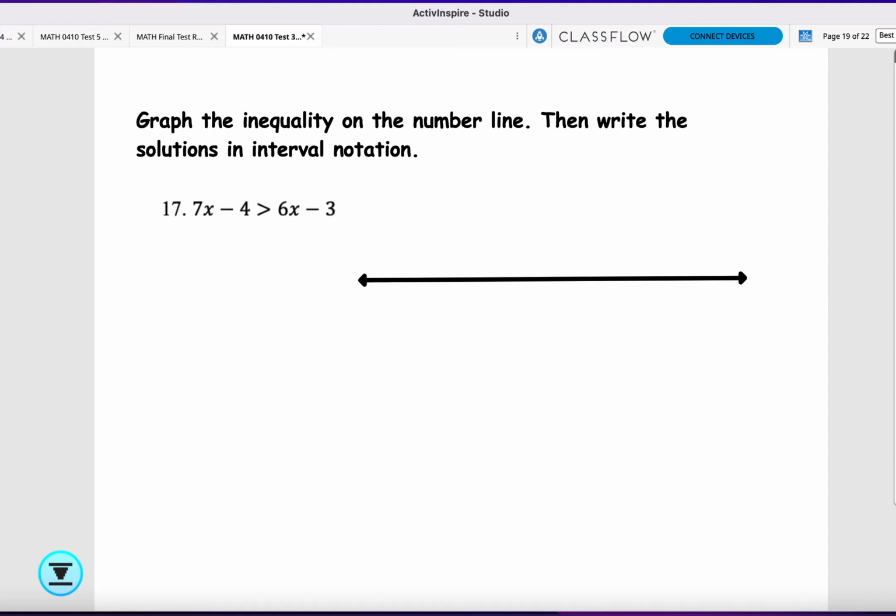Here it gets a little more complex, right? Because we have x's on both sides and numbers on both sides. So how do we do it? It's like solving an equation. I want you to pretend this is an equal sign, and we manipulate it. It's a greater than, so we're going to have a parentheses, but we still have to solve it, right?